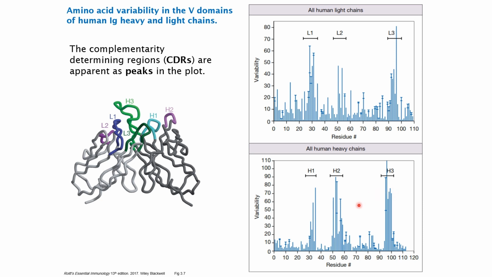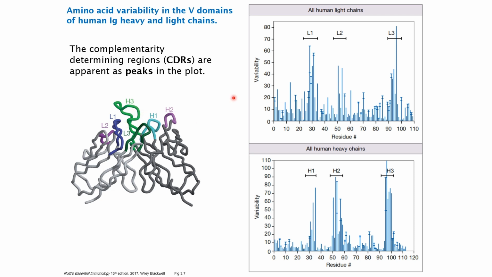We refer to these as complementarity determining regions, or CDRs. So if you see people talking about CDRs, complementarity determining regions, these are those regions which are very variable. The word complementarity refers to the fact that these are complementary, or able to bind to antigens. So the ability of our antibodies to bind to a whole range of different antigens comes from this variability here.